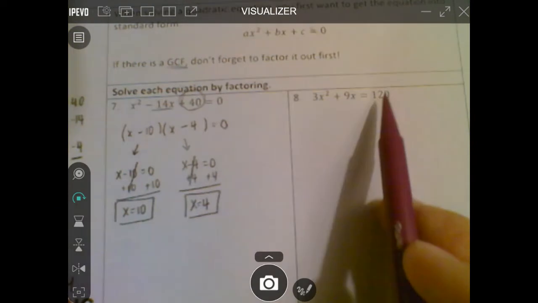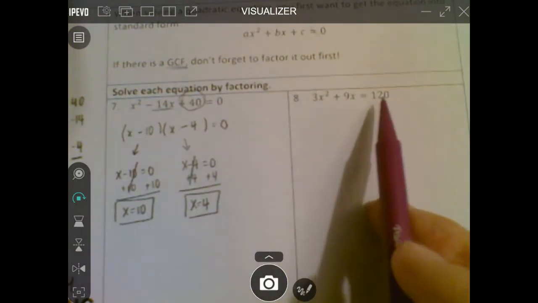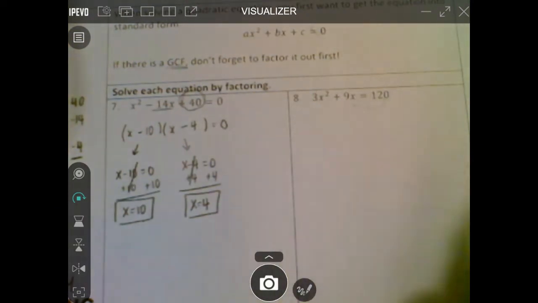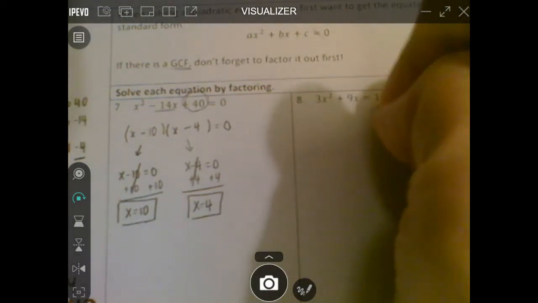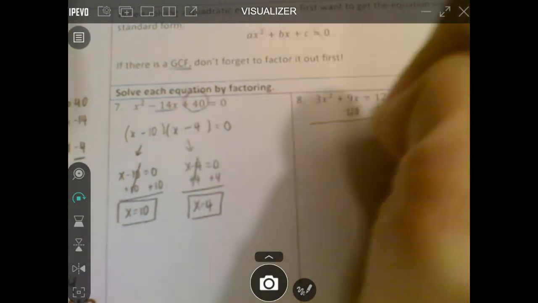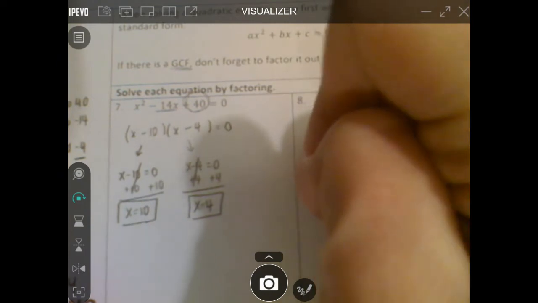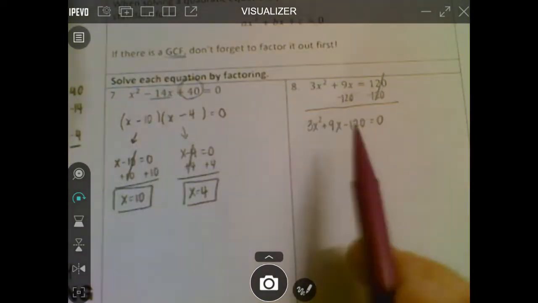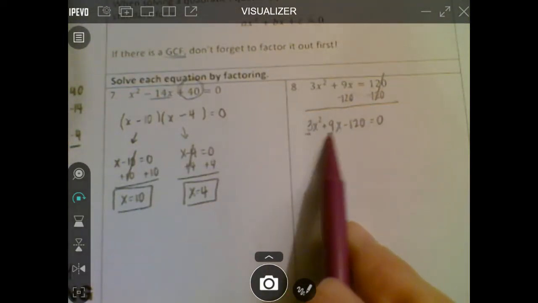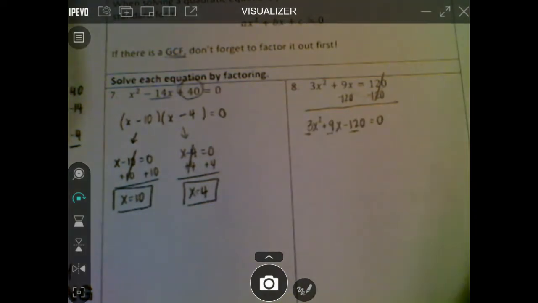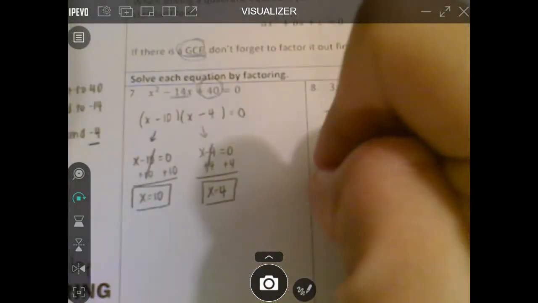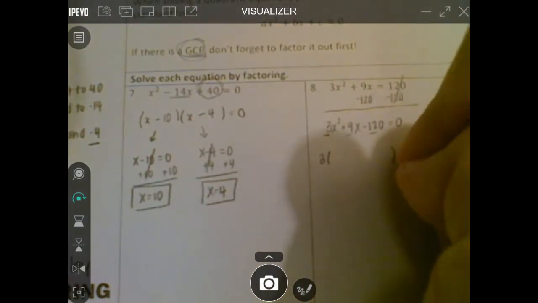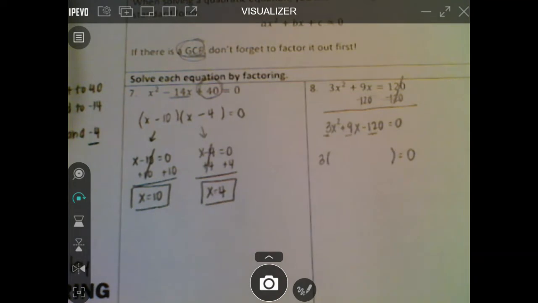Okay, next one's a little bit different because not all terms are on one side of the equation. So I'm going to bring the 120 to the other side by subtracting it, so I can get one side equal to 0. So I get 3x squared plus 9x minus 120 is equal to 0. But then I'm noticing that the coefficients here all have a common factor of 3. So what I'm going to do is take out the GCF that's here. So 3, open up my parentheses, bring down my equals to 0.